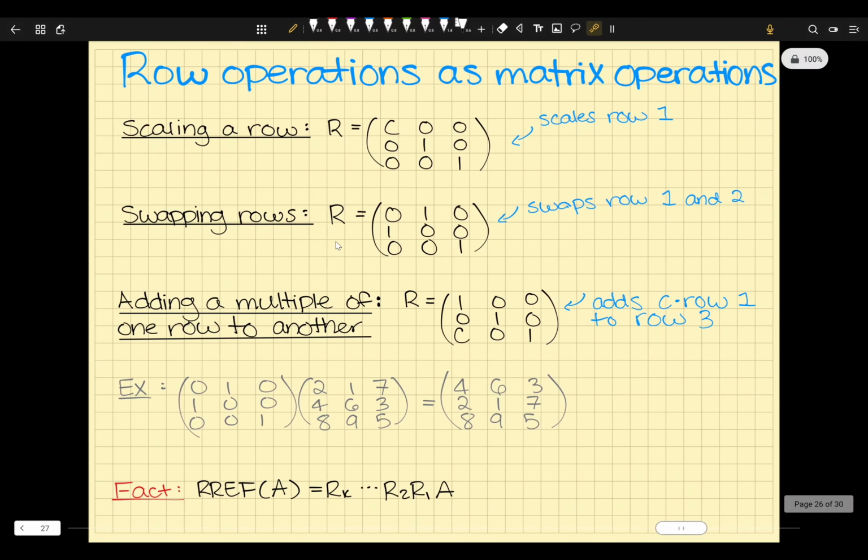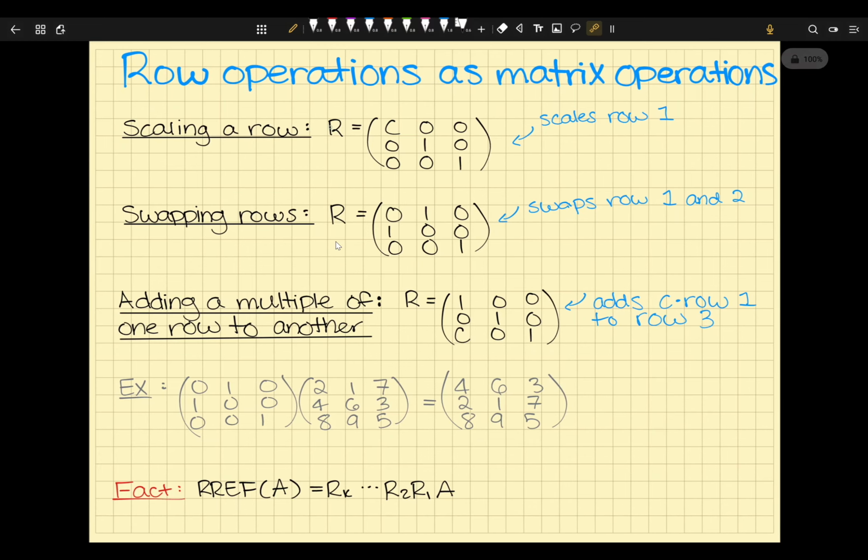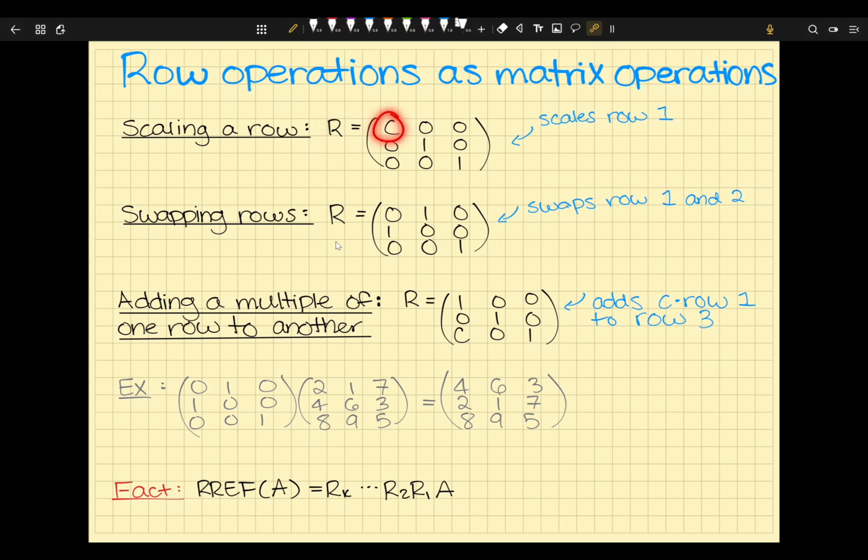And what's good about representing the linear system as a matrix is that you can actually represent the row operations as matrix operations. So let me show you. If we wanted to scale a row, we would multiply our matrix by something that looks like this. Whatever we multiply by, it's going to scale the first row by c. And maybe let's verify it, at least for the first one.